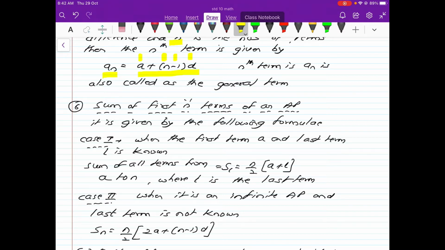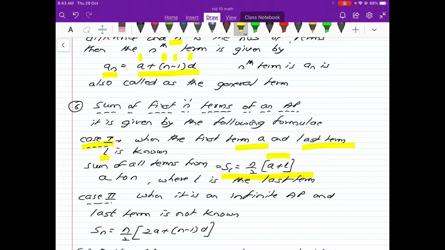The first is the AP in which the first and the last term are known. These are finite APs. For example, I want to know the sum of the terms from 1 to 20. It means 1 is the first term, 20 is the last term. When such things are known, this is called case 1, when the first term and the last term are known. The last term is taken as L, then the sum of all the terms is given by the formula Sn is equal to n upon 2 times (A plus L). N is the number of terms. If it has 20 terms, n will be 20. A is always the first term and L is the last term in this specific case.